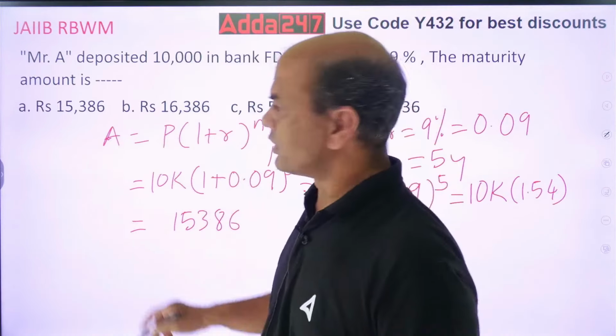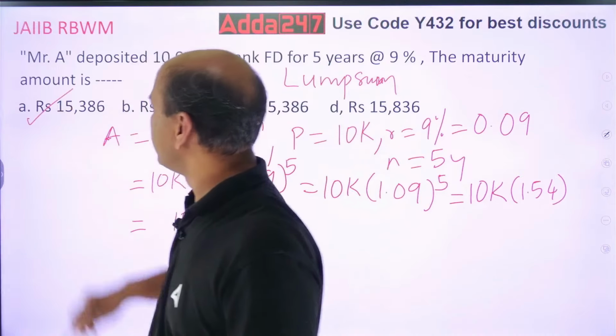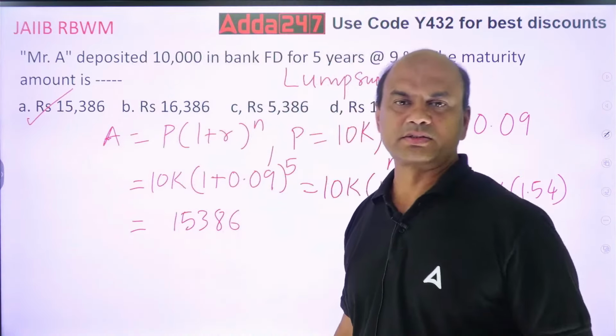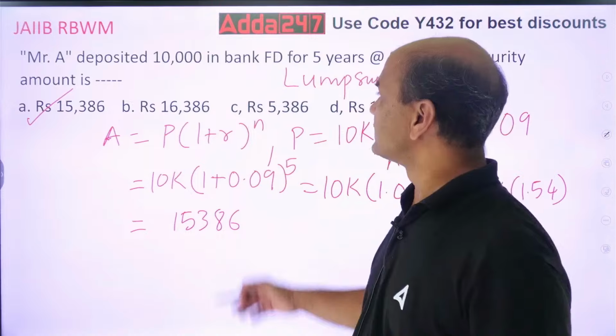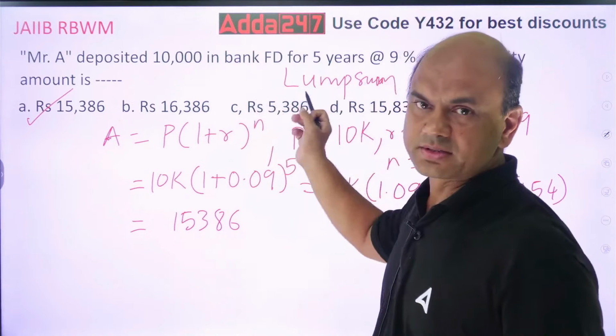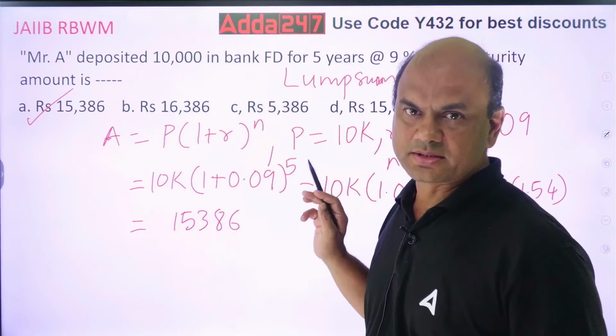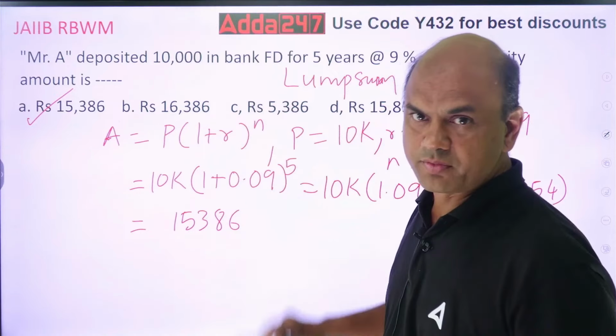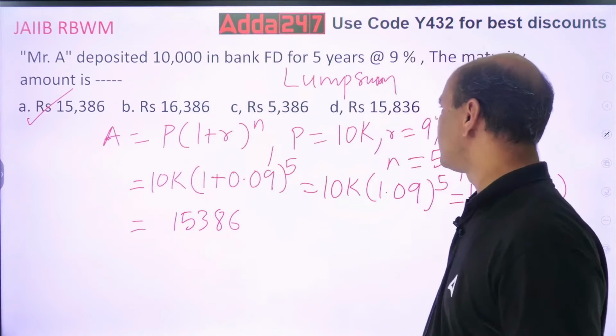A equals 15,386. Got it? So the amount deposited is 10,000 at 9% for 5 years, and the maturity amount is 15,386. This is the compounding effect. Okay? Got it? Next.